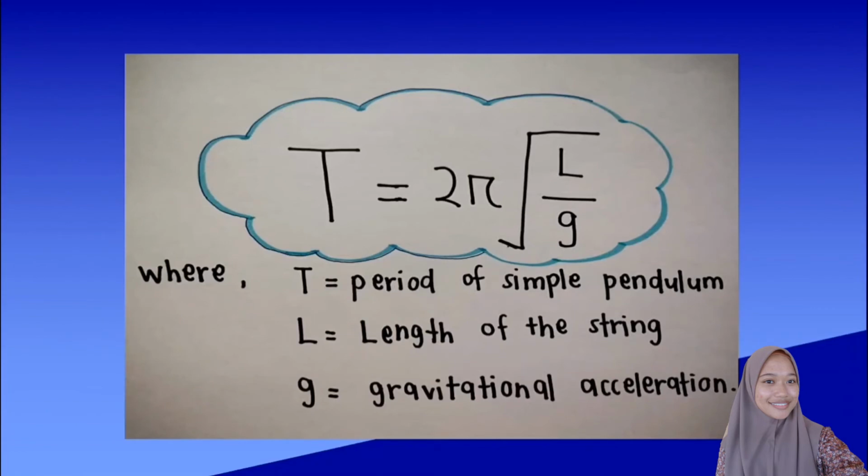Ini adalah formula bagi the period of simple pendulum. T equals 2 pi square root L over G. T is the period of the simple pendulum, L is the length of the string, and G is gravitational acceleration.